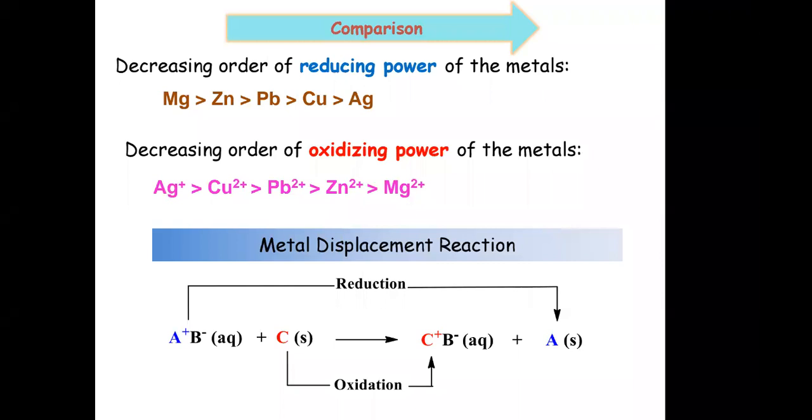Now, on minute observation, you will see that it is also a reduction oxidation reaction. As A plus has converted to A, it is a reduction reaction, and C metal has been oxidized to C plus. So we can conclude that a metal displacement reaction is nothing but a reduction oxidation reaction.